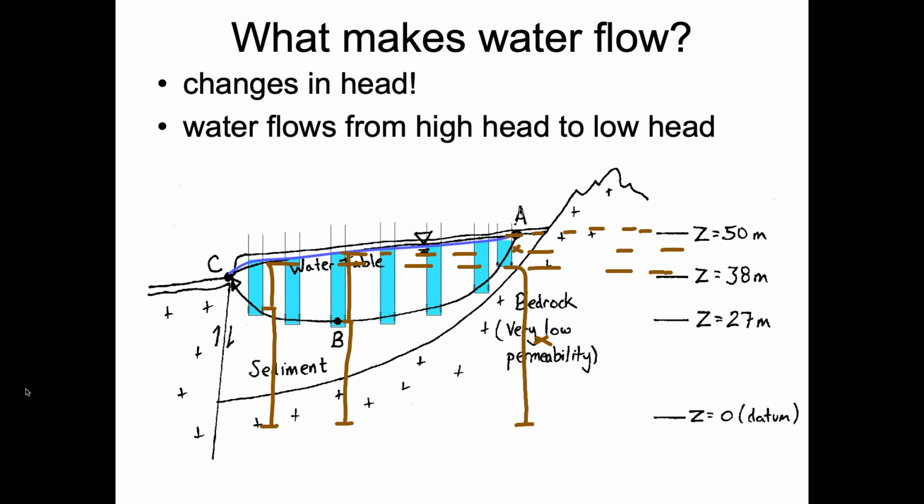So as we move from point A to point C, we declined from 50 meters essentially of total head down to about 39 meters. So we are always moving from the high head to the low head in this situation, and you see that flow path follows along here.